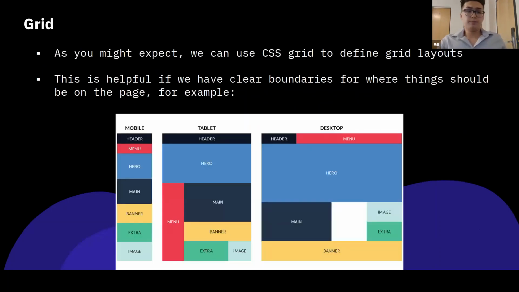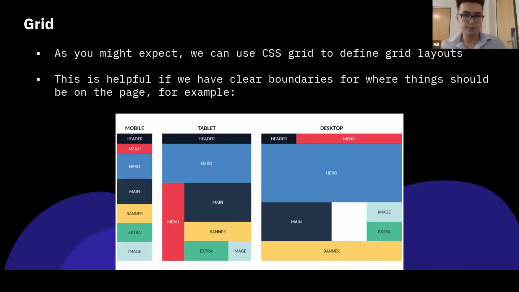So we'll start with Grid. As you might expect, Grid is just a grid. It allows us to define areas on the web page, basically like rows and columns, although you don't actually see the rows and columns necessarily, they are there. And this is helpful. We'll see an example of this later when we do the demo. It's helpful because it gives us clear boundaries for where things should be on the page.